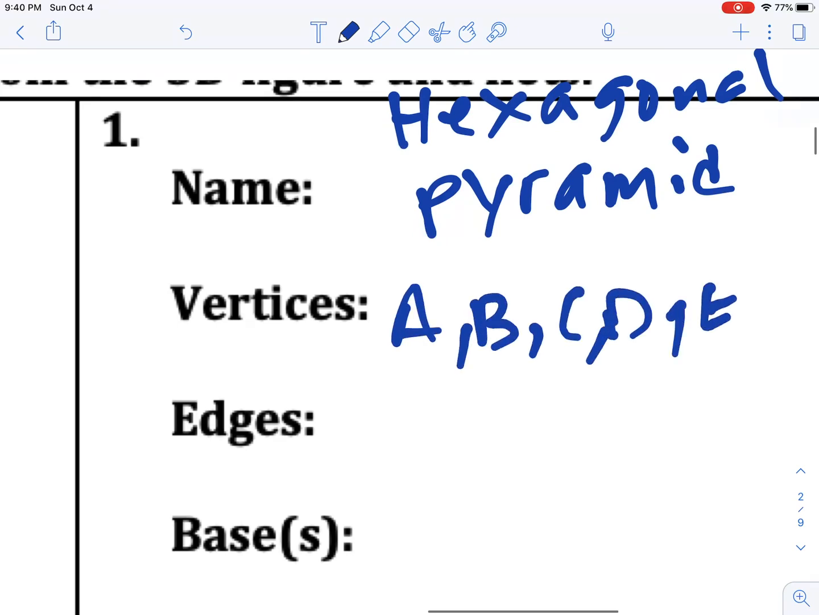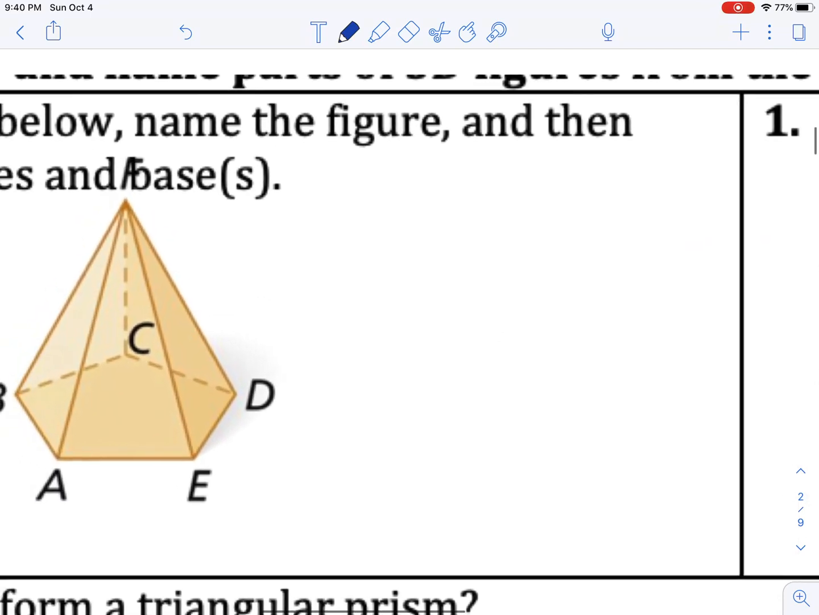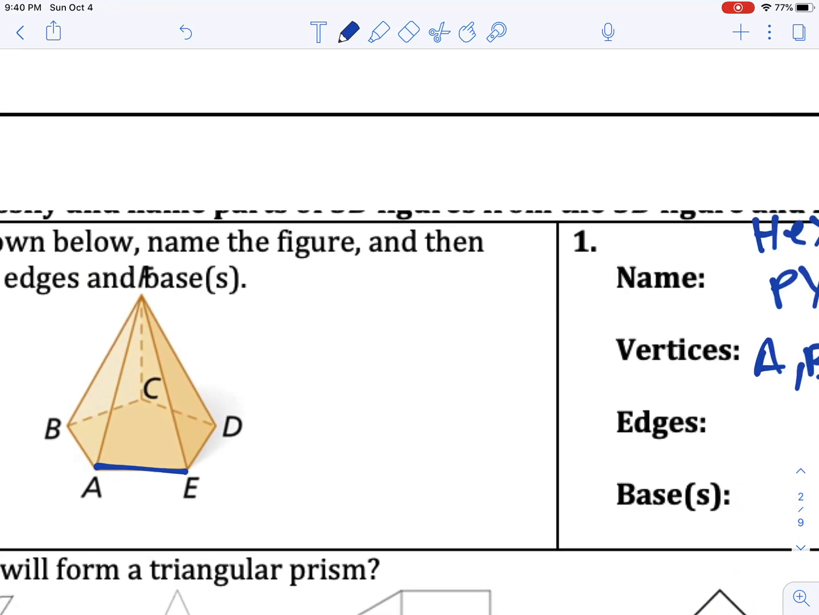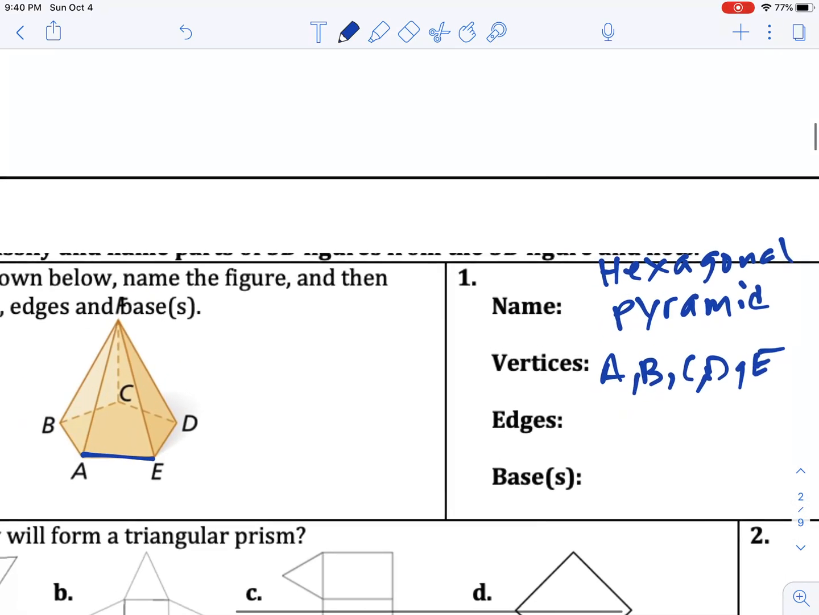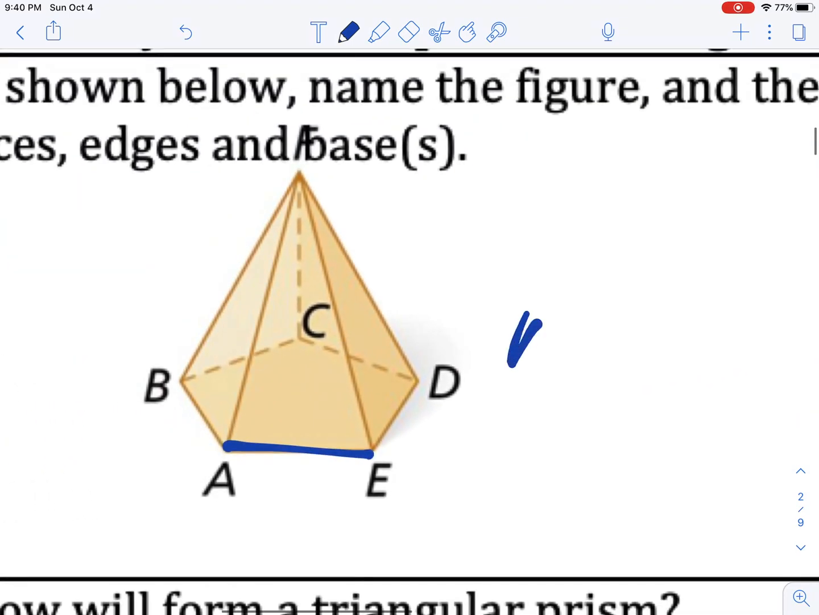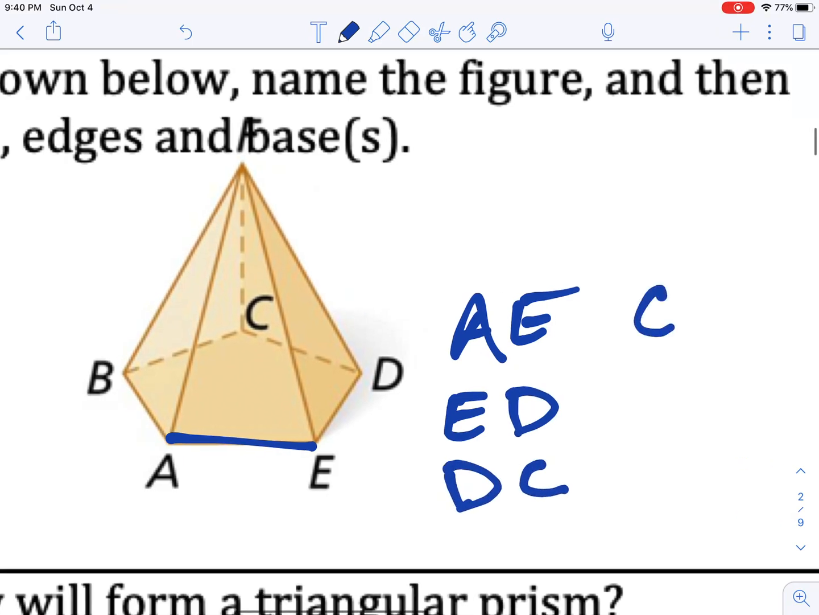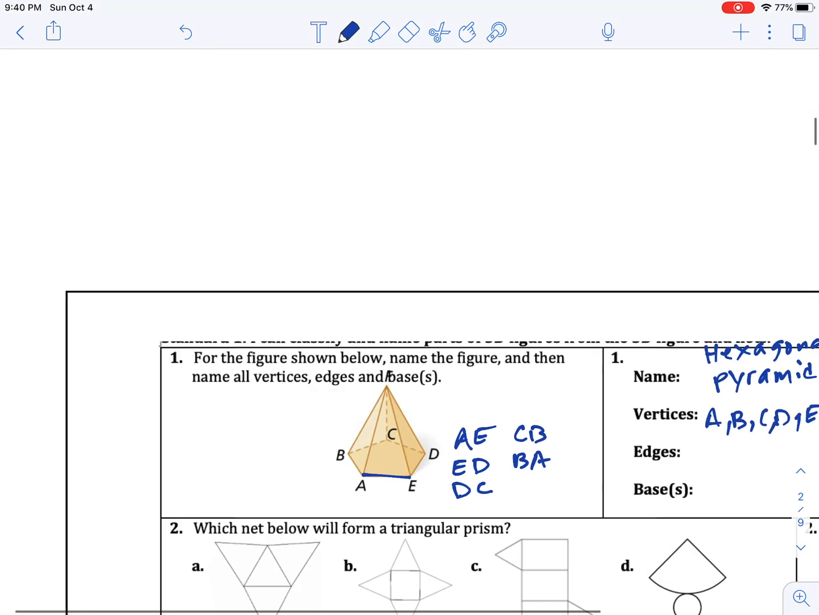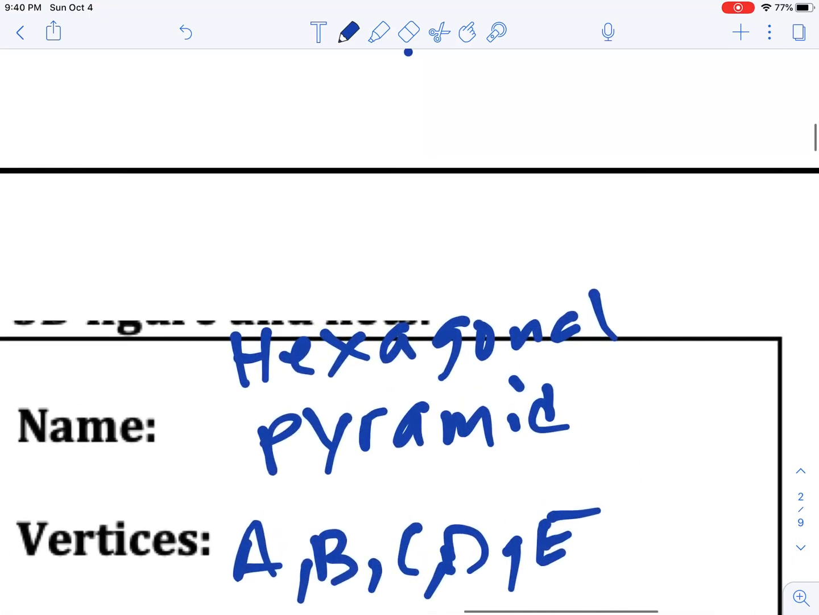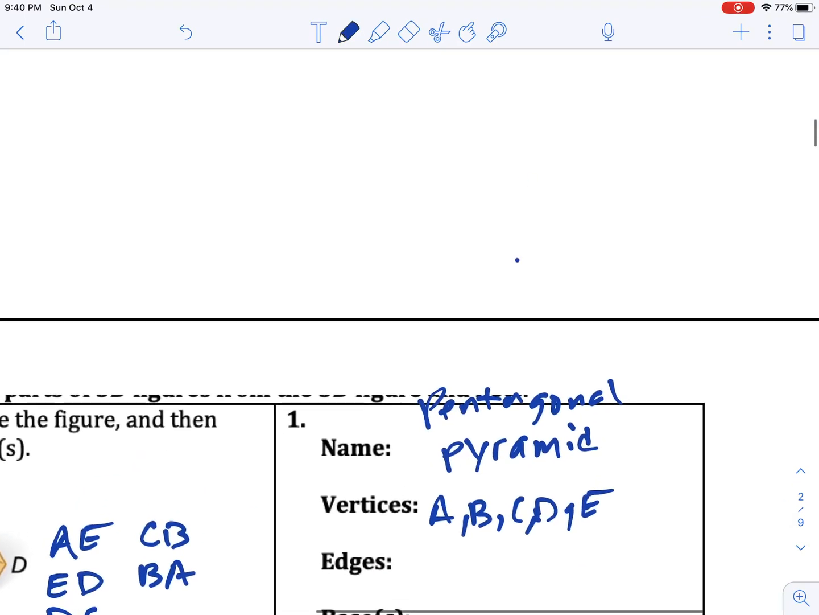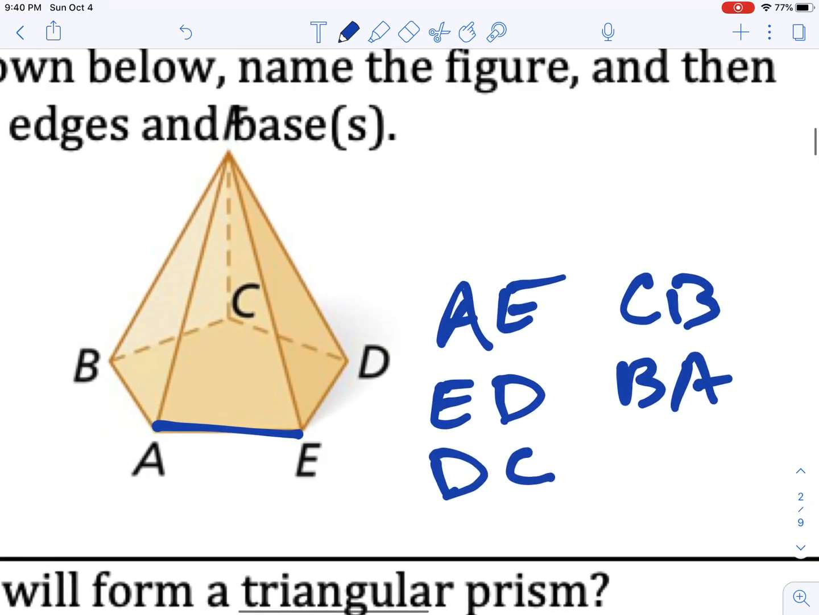And this is where some of us are still struggling. Edges, we want all the edges. So we got A to E. I'm going to write them over here so I can see it all and write nice. A to E, E to D. So I'm just going around the hexagon, C to B, B to A. Okay, that's the five. Oh, it's a pentagon, not a hexagon. Pentagonal. There we go, because we only went on 5 sides, right?